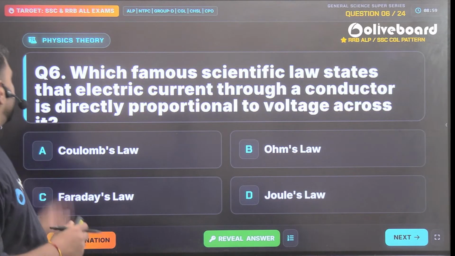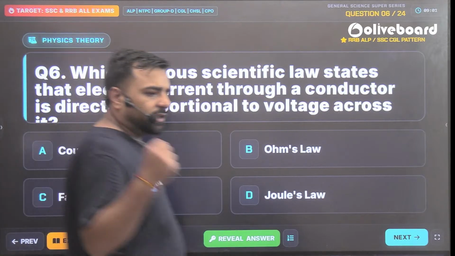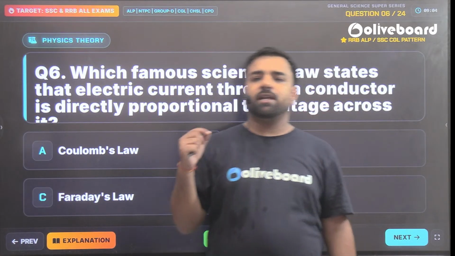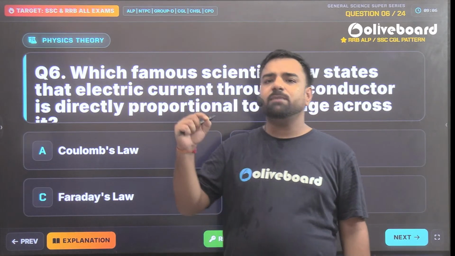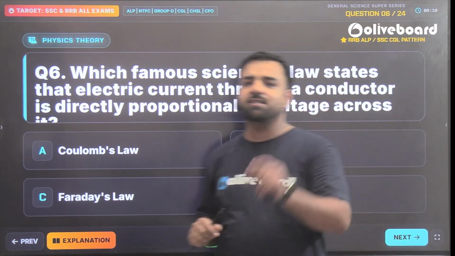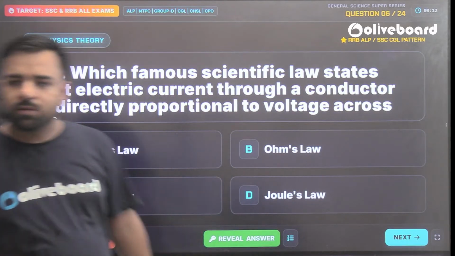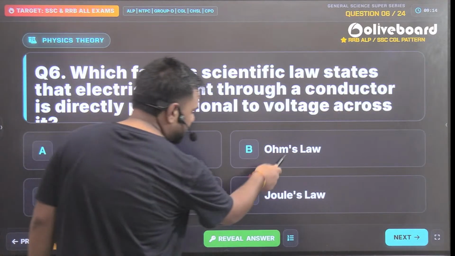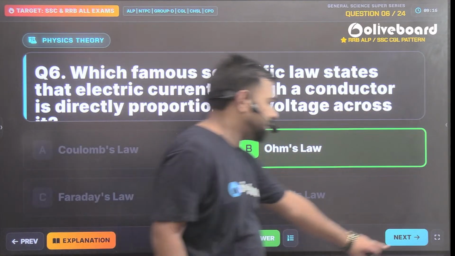So as we know, voltage is directly proportional to the current, and when we remove the proportionality sign, we need to add a constant. That constant is R, and that is what resistance is, right? So here V equals IR, that was given by Ohm's law. So Ohm's law is the correct answer.